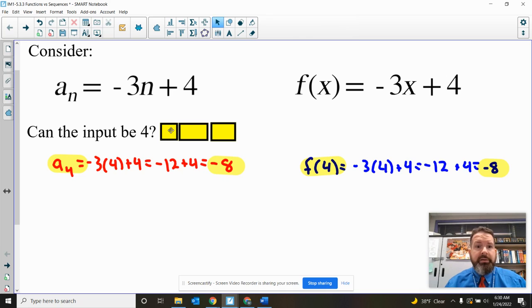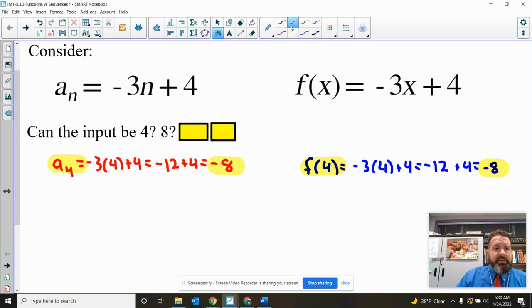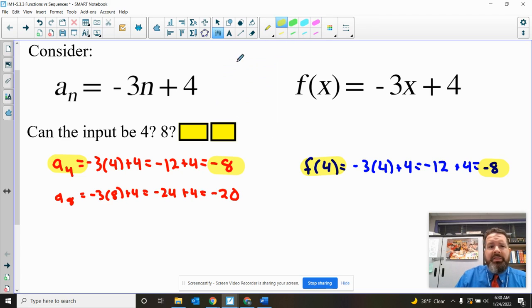Okay, let's see what's under this next box. So can we put in a 4? Yes. Can we put in an 8? Let's see. If we put an 8 into here, I'd be saying find the 8th number in the list. So that's -3 times 8 plus 4. -24 plus 4 is -20. So yes, this works just fine. The 8th number in the list is -20.